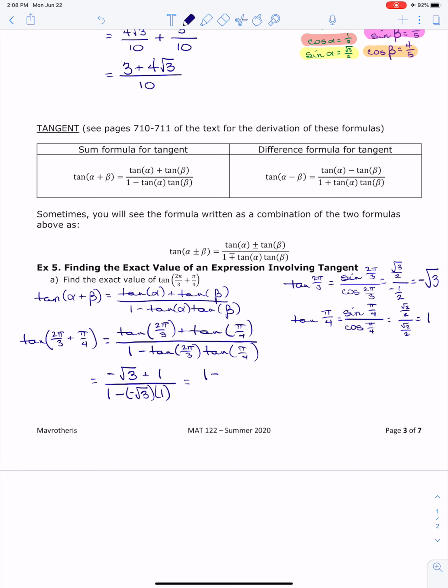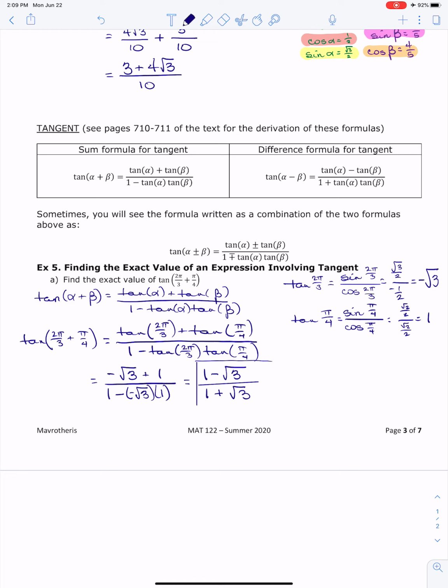I am going to reorder my numerator just so I don't have that dangly negative out in the front, and so I have my whole number first, and then I've got 1 minus a negative square root of 3, so 1 plus the square root of 3. And that's it.